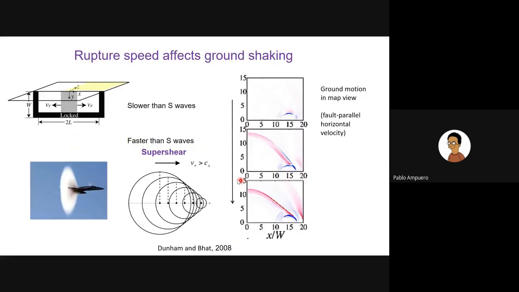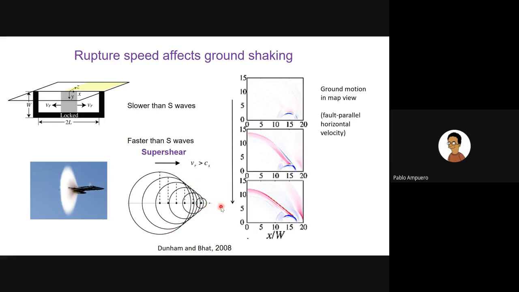It's also analogous to the sonic boom of an airplane that goes across the sound speed. As that happens, the waves that are emitted or radiated by the source pile up on a cone here, which is the Mach cone. And because along this cone, all these waves are arriving at the same time, they're adding up. So that intensifies the amplitude of the shaking along the Mach cone.